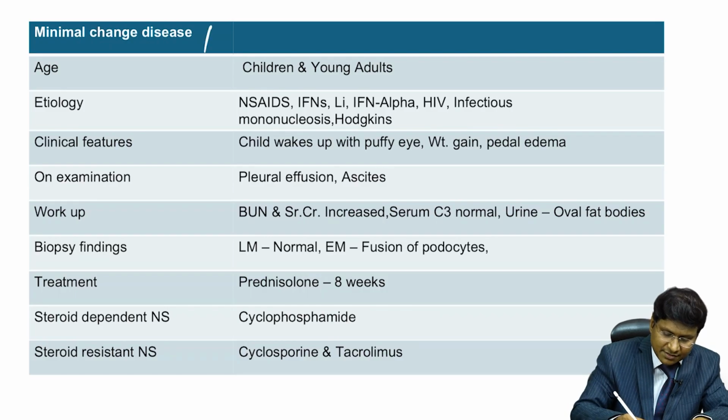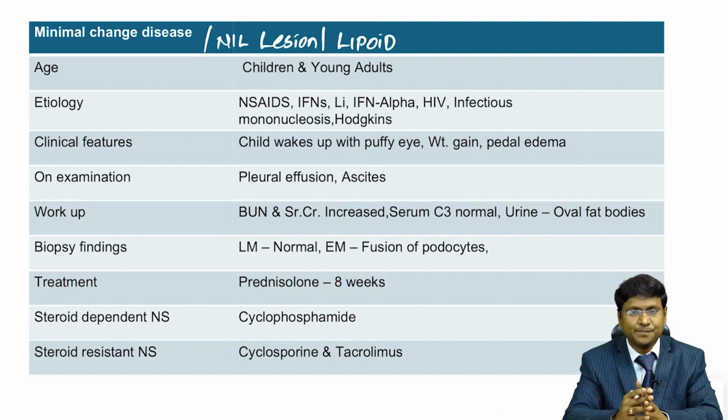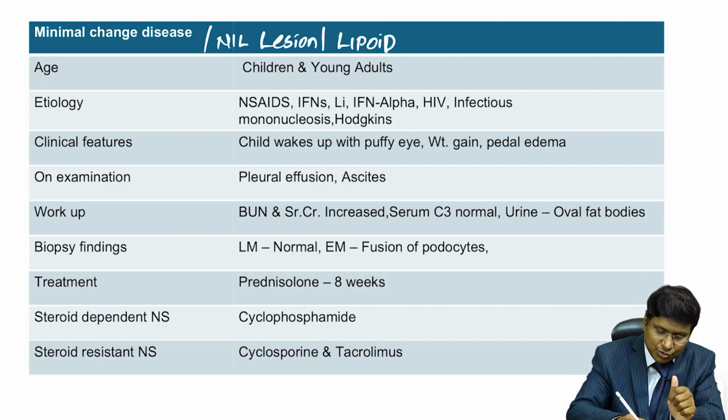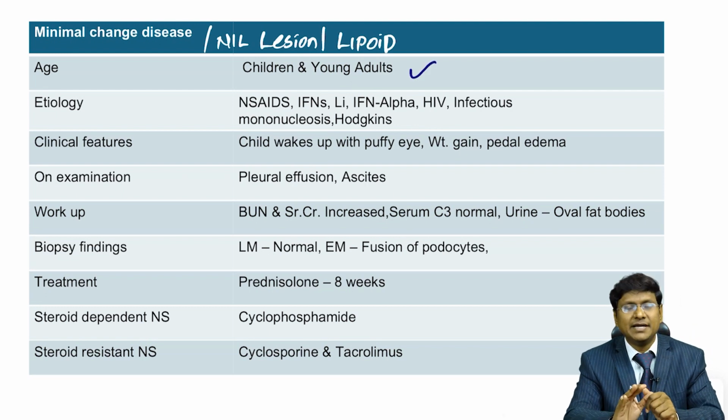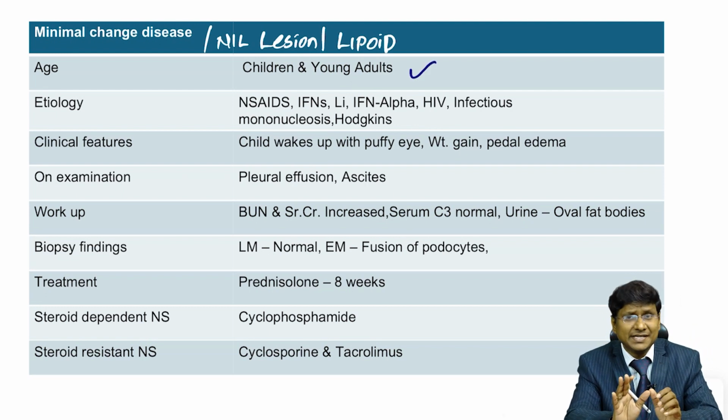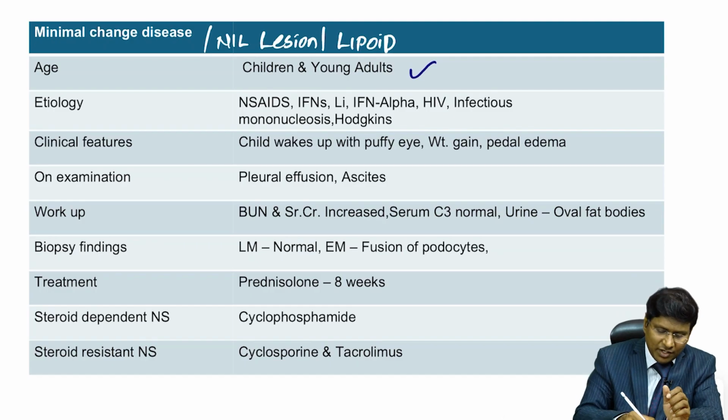Minimal change disease is also called nil disease or nil lesion, right? Another name for this is lipoid nephrosis. Okay, now what is the age group in which you see this? This is commonly observed in children and, to a certain extent, young adults as well. And what are the etiologies?